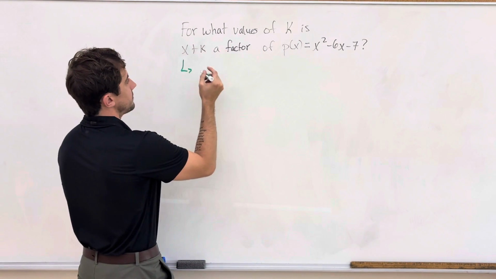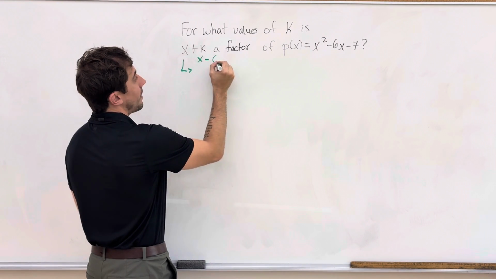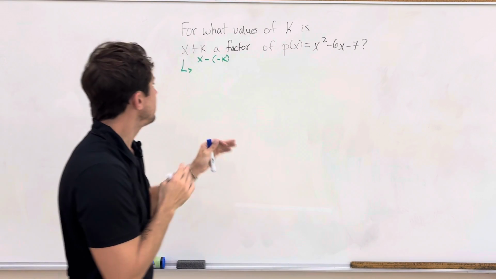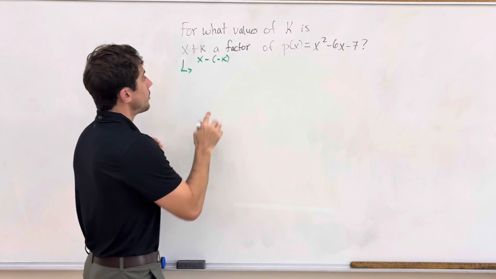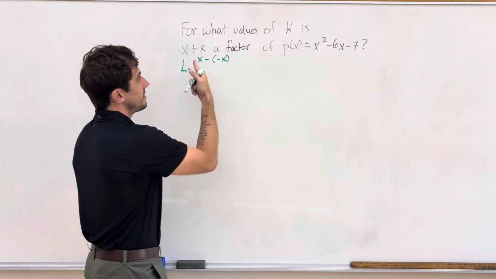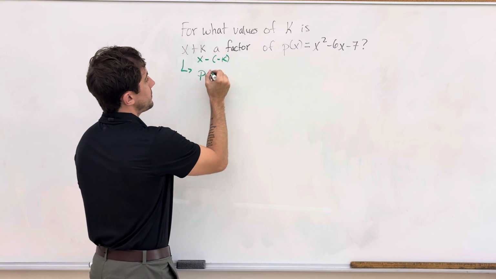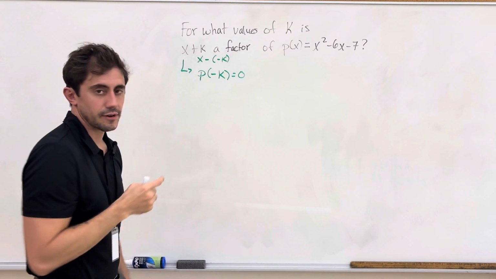if and only if, I'll remind you that x plus k could equivalently be written as x minus negative k, right? That's of the form x minus a. x plus k will be a factor of p of x if and only if negative k is a root. And what would it mean for negative k to be a root? Well, it would mean that p evaluated at negative k would be equal to 0.